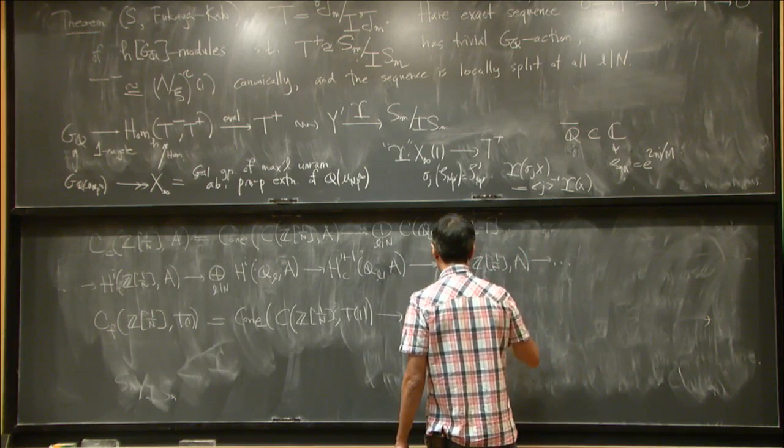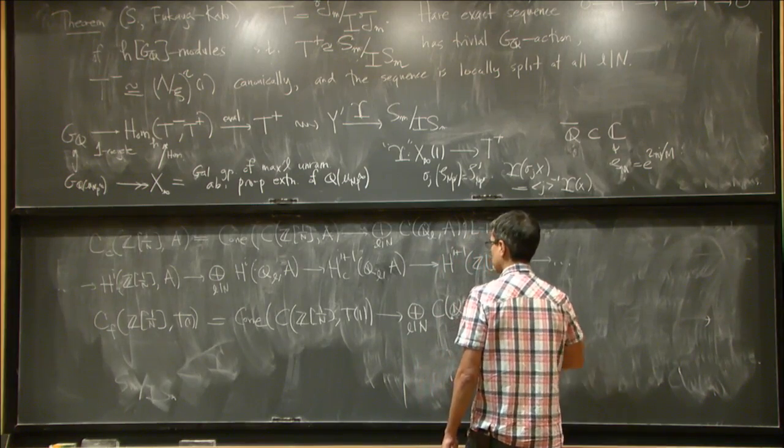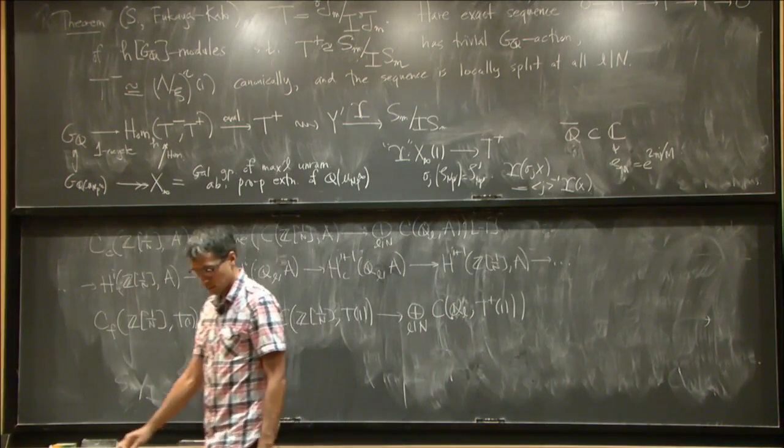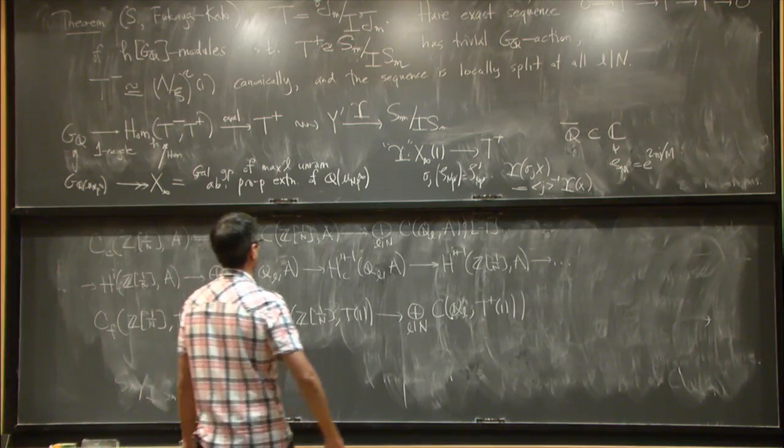Where you wrote in that long exact sequence, H^{i+1} compactly supported, the Q_l should be at Z[1/n], right? Oh, thank you.